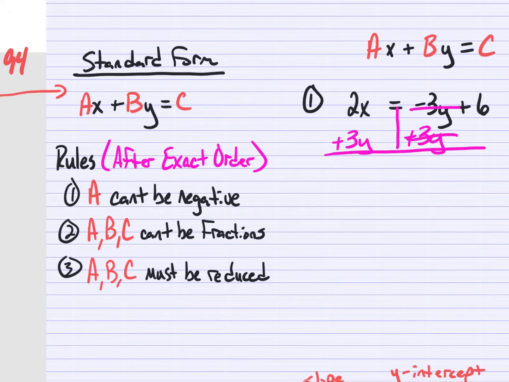But since the number with the x is the first thing I need to see, I'm going to put the number with the x first. And then the positive 3y, bring down my equal sign, and then bring down my positive 6.